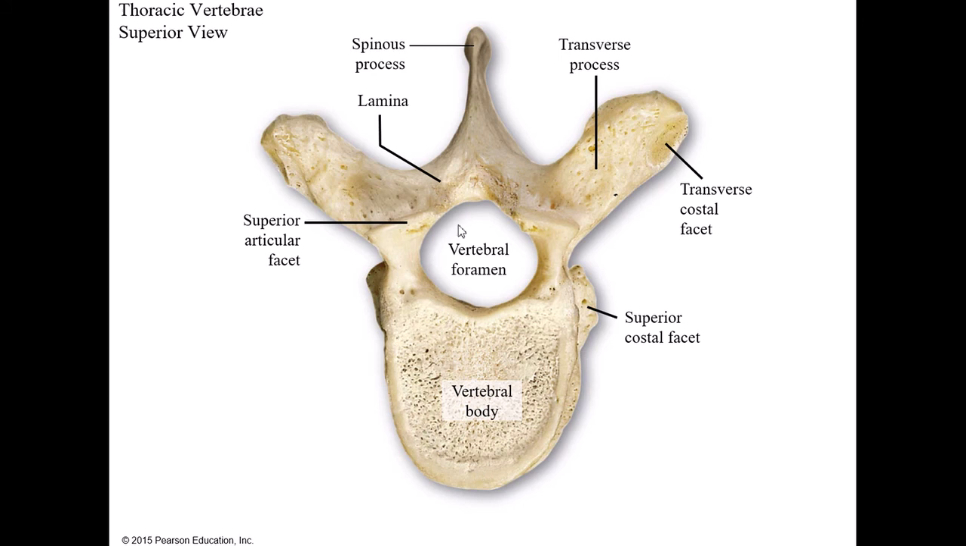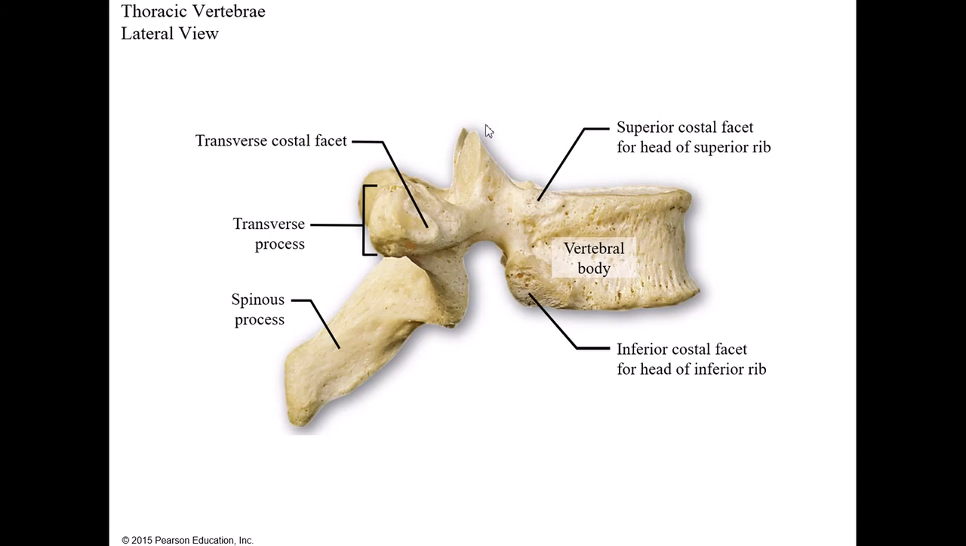It has a round, smaller vertebral foramen. We see the vertebral foramen is smaller because the diameter of the spinal cord as it descends gets smaller. It has the superior articulating processes. It has the transverse process, and it has a spinous process. But look at the spinous process from the side. The spinous process is downward sloping. It's pointing down. This is classic thoracic vertebrae.